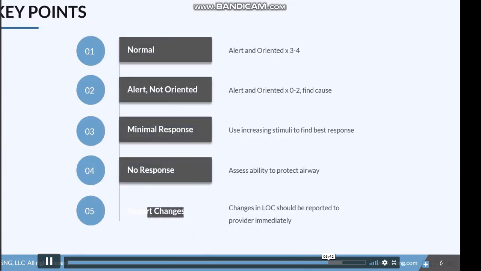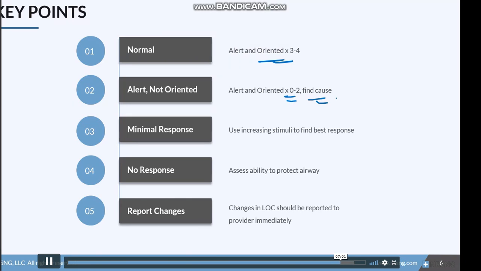So remember, when we assess level of consciousness, we are first assessing whether or not they are alert and awake, and then we assess their orientation level. If they're oriented times 3 to 4, then that's pretty normal. If they're oriented times 1 or 2, we're talking about them being confused, possibly even delirious. We want to figure out what the cause is so that we can address it.